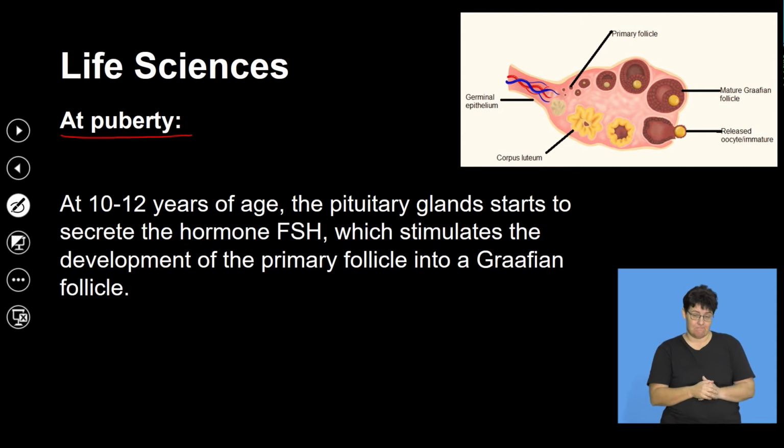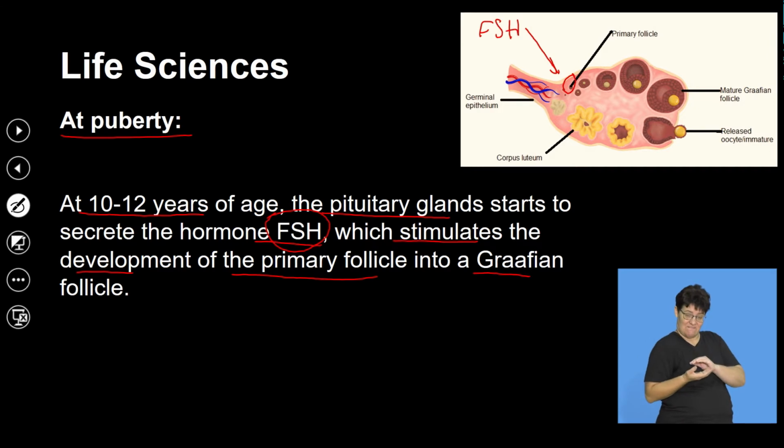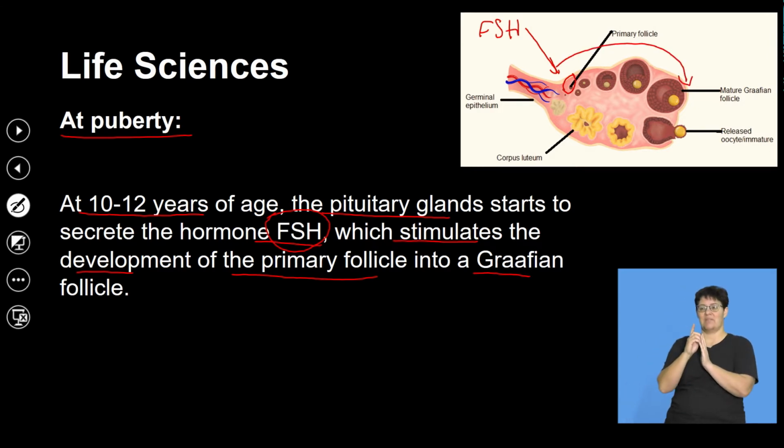At puberty, between the ages of 10 to 12 years, the pituitary gland starts to secrete a hormone called FSH, which stands for follicle stimulating hormone. This hormone stimulates the development of the primary follicle into what we call the Graafian follicle. So here you see the primary follicle being stimulated by follicle stimulating hormone to develop into the Graafian follicle.